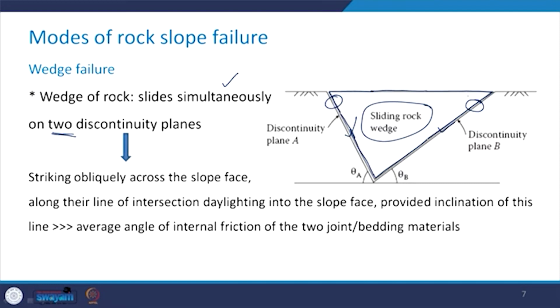These planes strike obliquely across the slope face along their line of intersection, daylighting into the slope face, provided the inclination of this line is much larger than the average angle of internal friction of the 2 joint or bedding materials.